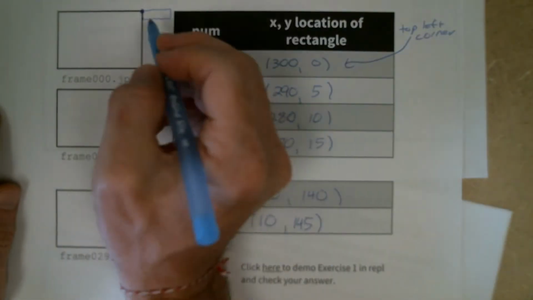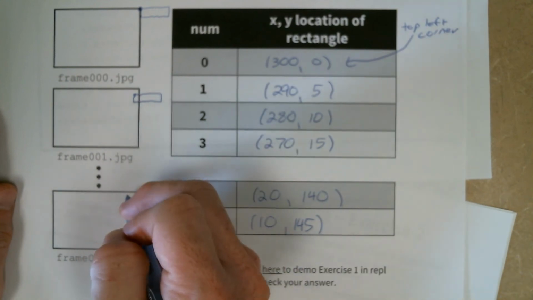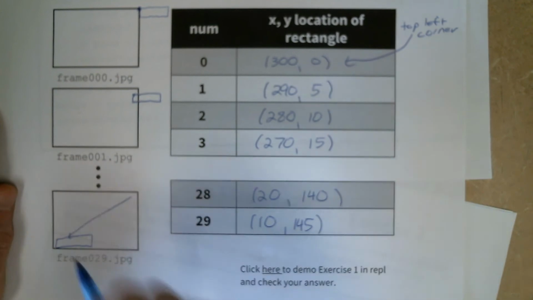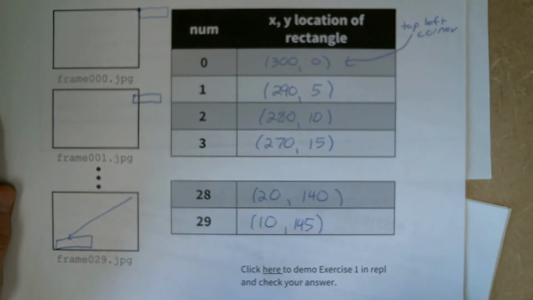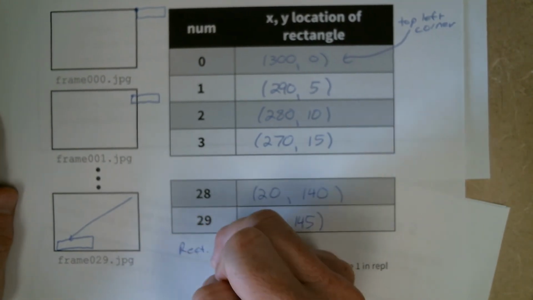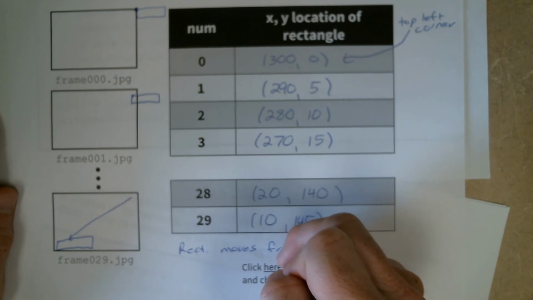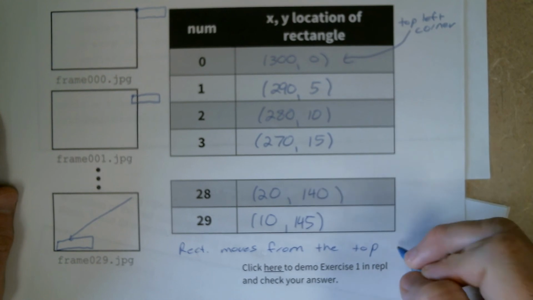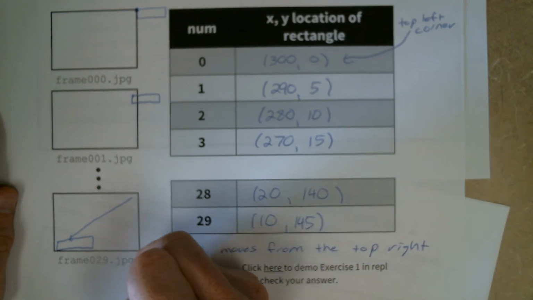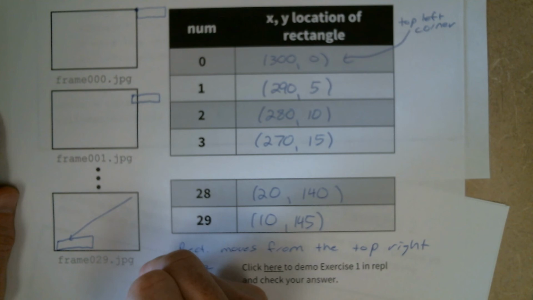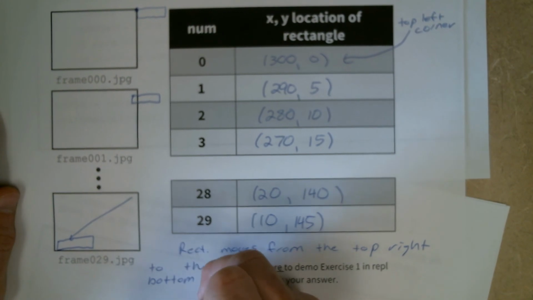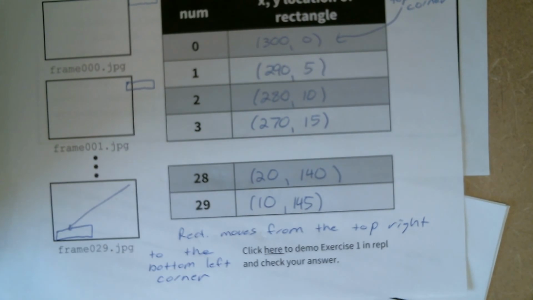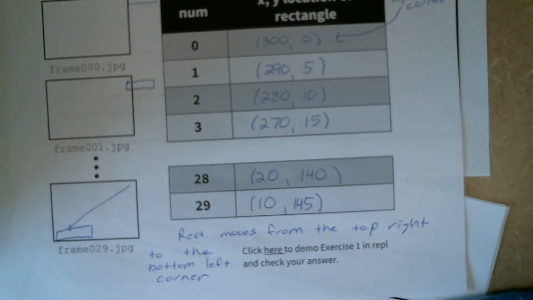All right. So the rectangle starts here, and then it's going to keep moving across the screen in this direction. So basically, the rectangle moves from the top left, or sorry, the top right, to the bottom left corner.